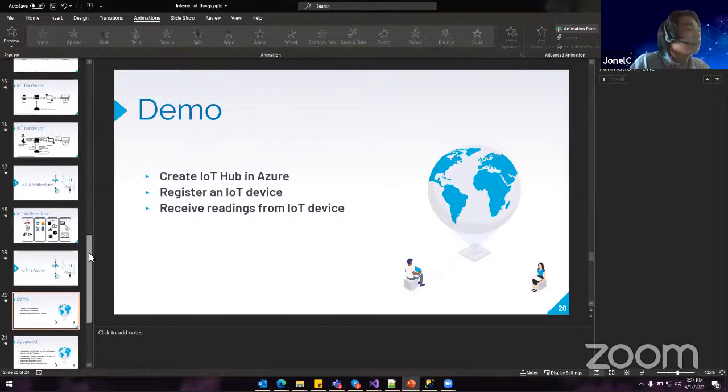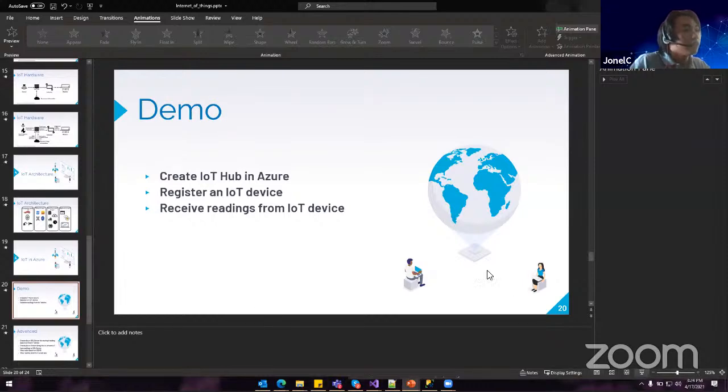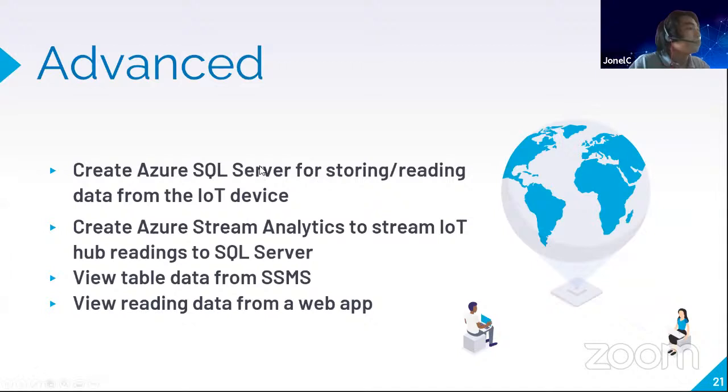Okay. Now, in the next section, actually, there's another demo for a little bit advanced. And what we're going to do here is we're going to create an Azure SQL server for storing and reading data from the IoT device. Now we want to save the temperature and the humidity information from the sensor to Azure SQL or SQL server. And then we're going to create an Azure Stream Analytics to stream IoT Hub readings to SQL server. So for now, these are services from Azure and let's not worry about them exactly for now.